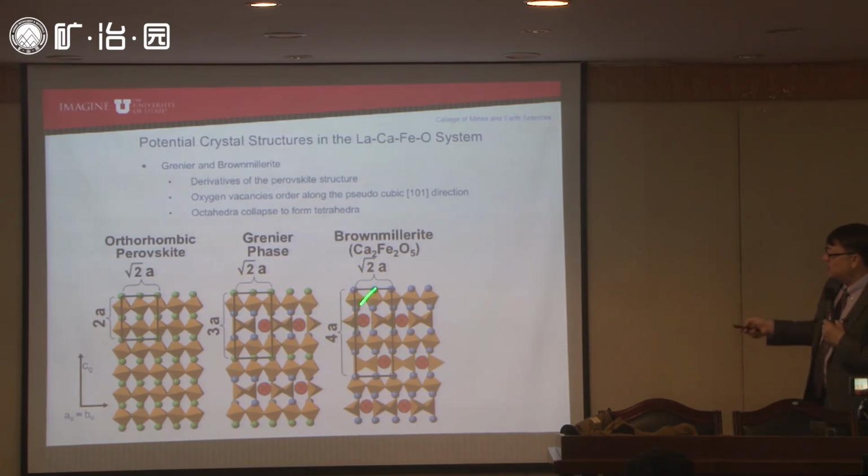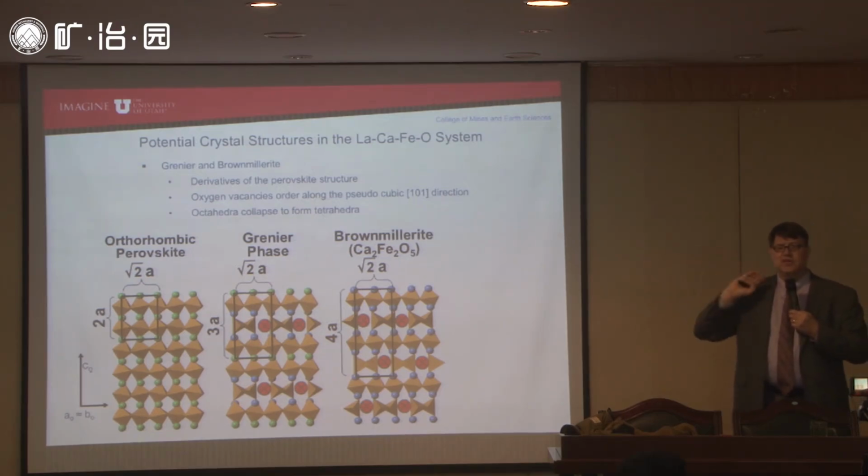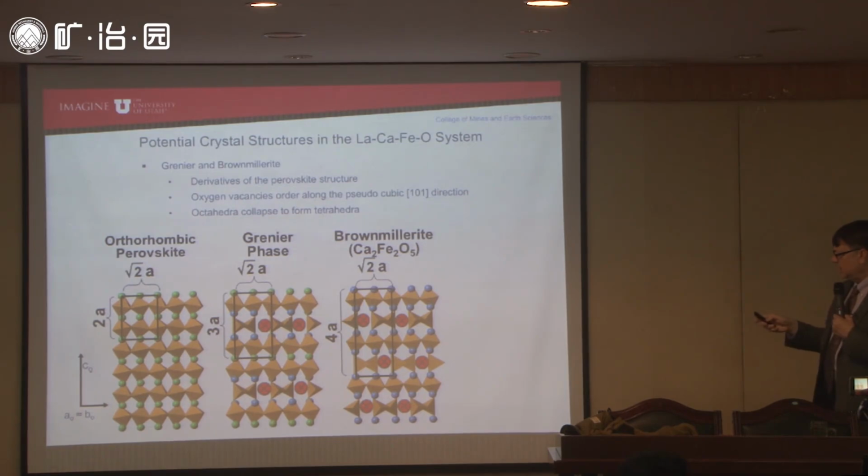Now, if you look at this brownmillerite, it's a pretty interesting structure. As you can imagine, because you've got oxygen vacancies, that creates channels that things can diffuse through, right? It also turns out this particular structure has a lot of very interesting catalytic properties. This material can be used as a catalyst. So brownmillerite is a really interesting material, but it's not very durable. It's not something that would operate in a syngas environment.